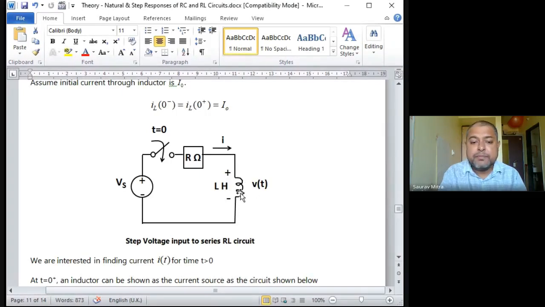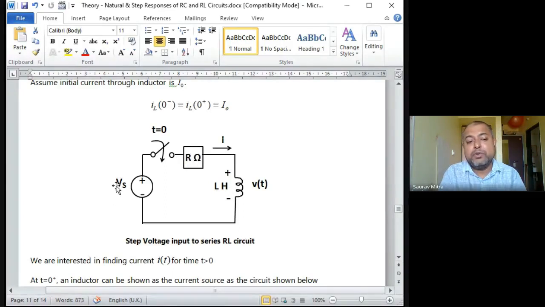As time goes by, the inductor will slowly become a short circuit. So as the inductor impedance is reducing, the current flowing through the circuit will keep on increasing, and as the current is increasing, the voltage across the resistance is also increasing. Finally, at the steady state, the inductor impedance has become 0. As impedance has become 0, the inductor voltage has become 0, and the resistor voltage is maximum.